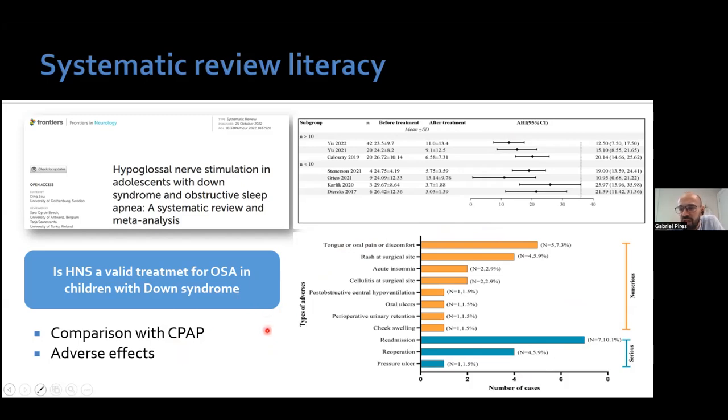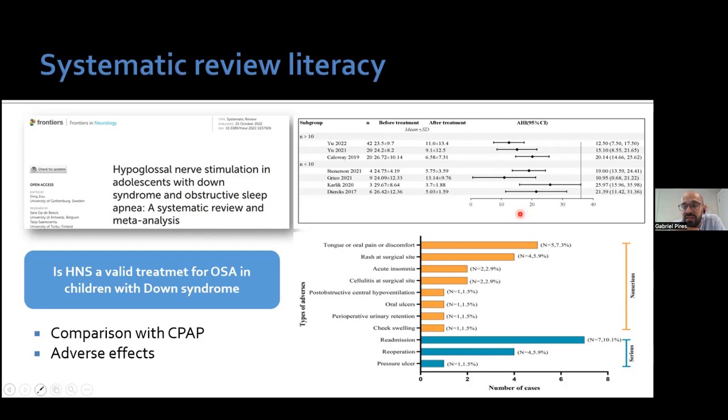The amount of effect size is huge, including serious effect size like readmission, reoperation, and pressure ulcer. So the forest plots show very, very nice results. But once you realize that we don't know how effective it is in comparison to CPAP, and you realize that there are serious adverse effects being observed, is this really a valid treatment? I don't know.